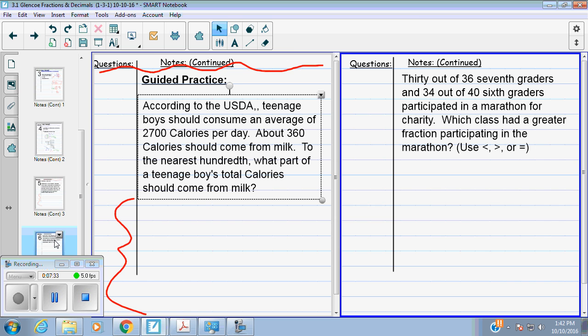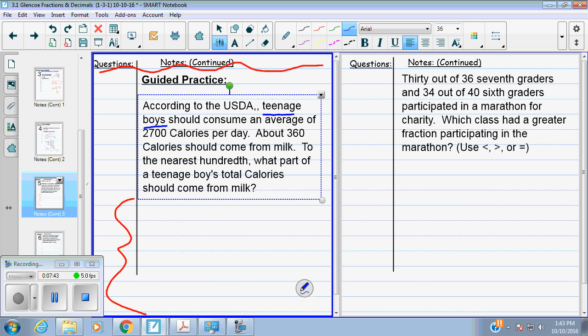Okay, great. Welcome back. So now that you wrote the problem down, the next phase is us to interact with our word problem. We're going to start circling words we care about. So this problem is all about teenage boys, and we're going to circle the 2,700 calories per day. And then we have 360 calories that should be coming from milk. Okay, so we have this total calories of 2,700 and this part calorie of 360 calories.